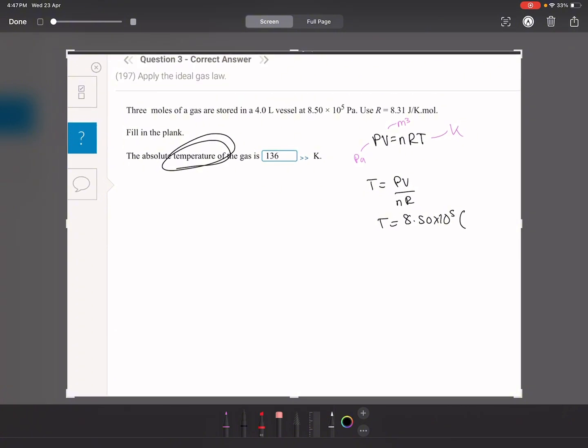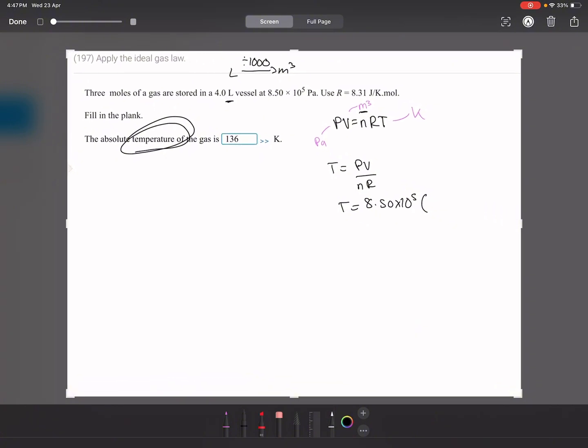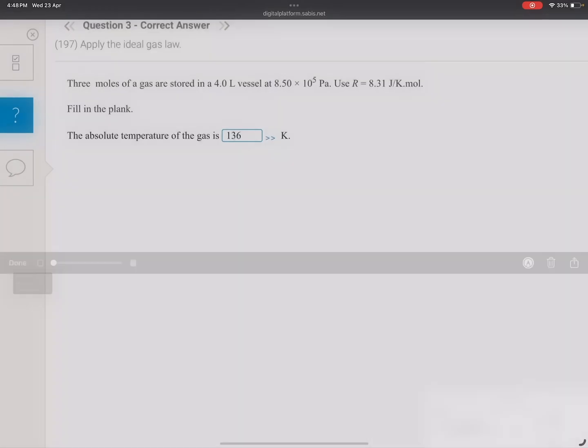So temperature is going to be pressure, which is 8.50 times 10 power 5, multiplied by the volume. The volume here is in liters, not in meters cubed, so we're going to convert it. Liters to meters cubed is divided by 1,000, so it's going to be 4 times 10 power negative 3. Divide that by the moles, which is 3 moles, times R, which is 8.31, and you get 136.2, rounded is 136.